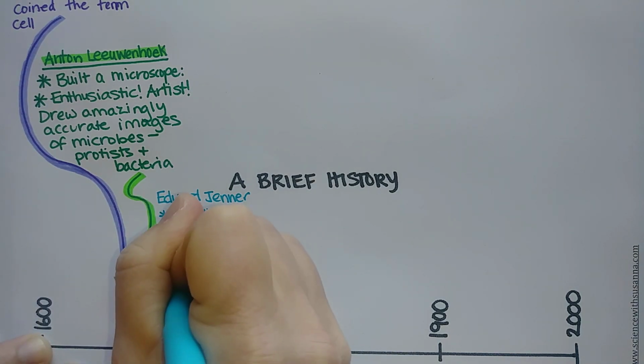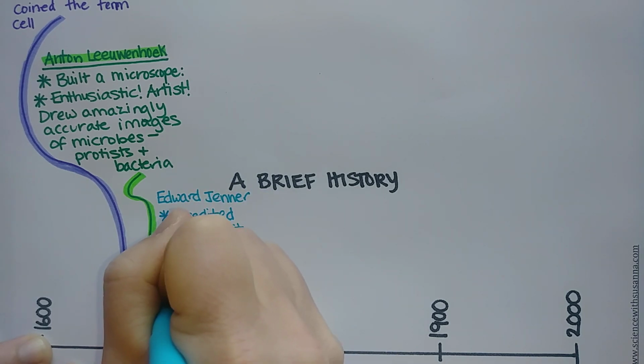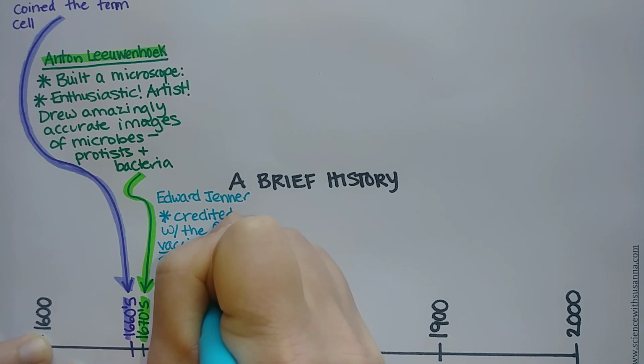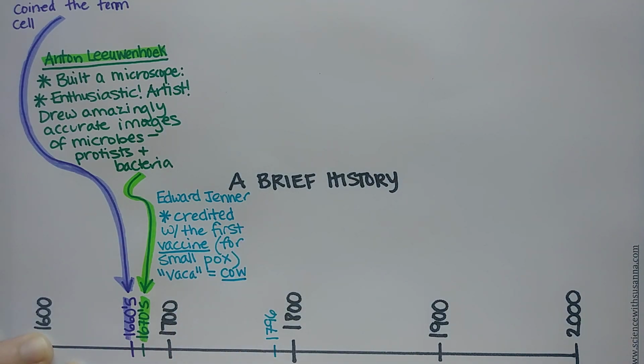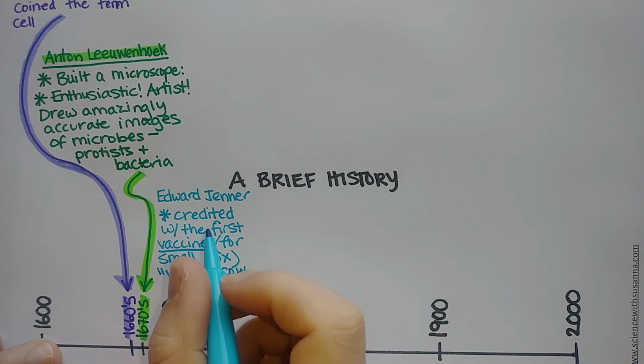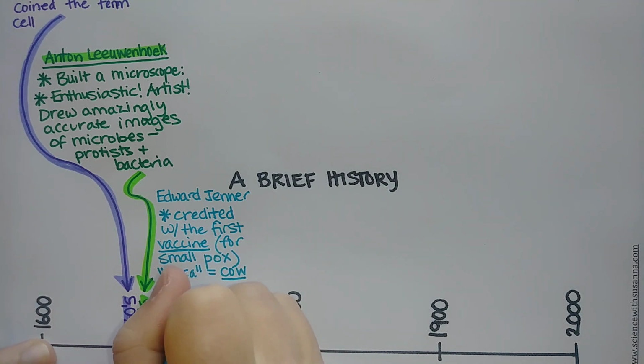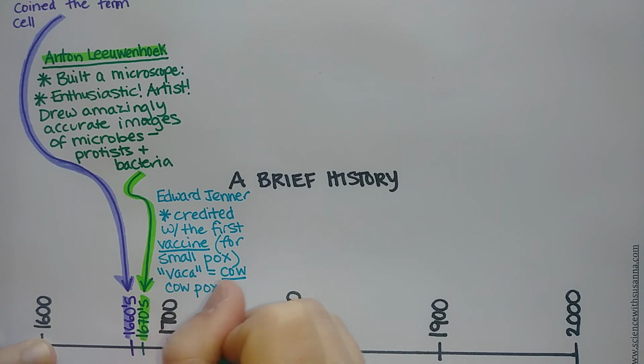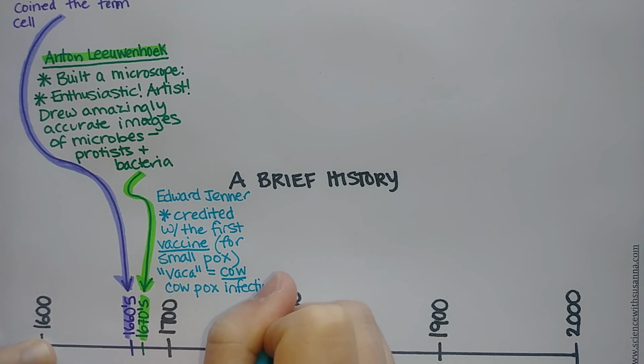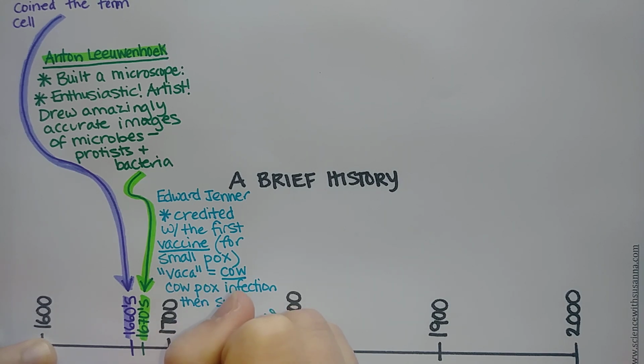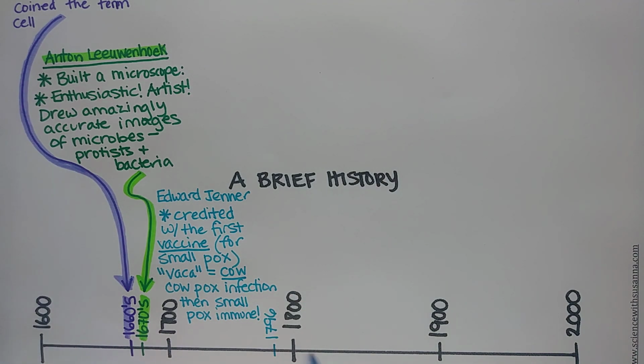And it's called vaccine from the word vacca, which is Latin for cow. That's because what he found is if someone was stricken with a cowpox infection, then it provided smallpox protection. So, in other words, if someone was infected with cowpox and then later on they were exposed to smallpox, they didn't get sick from it.